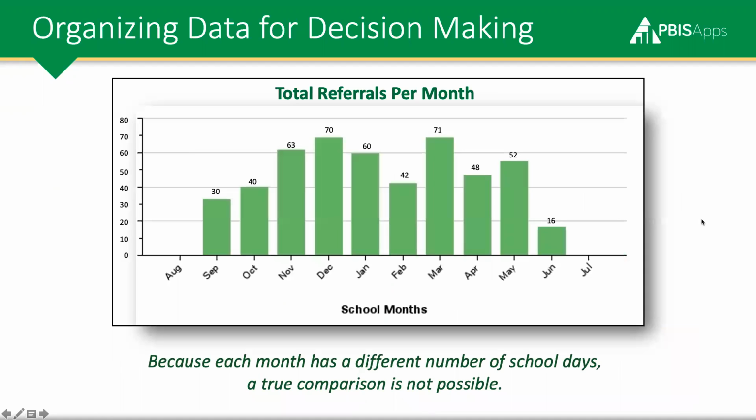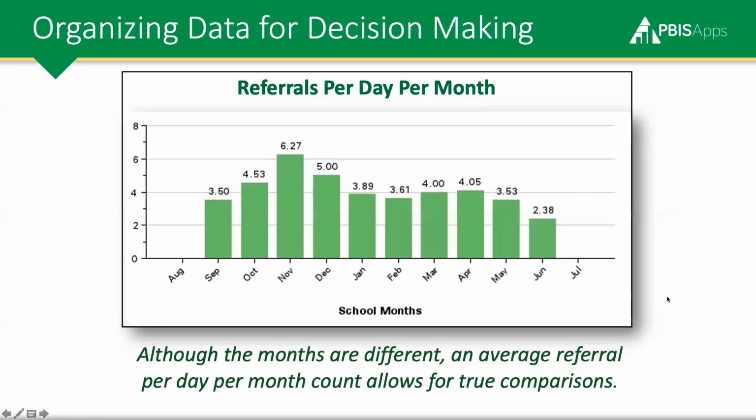Here's if we just looked at total numbers for every single month. And every month has a different number of school days. So we don't have that option to do a true comparison. I mean, look at here in December, we had, what is that, 70 referrals, but we were only in school for 2 weeks. So we want a true comparison, and that's why we first start with the average referrals per day per month. So now we can see that the months are different, but an average referral per day per month count will now allow us for those true comparisons.